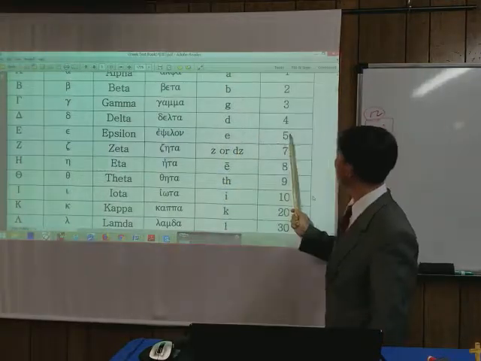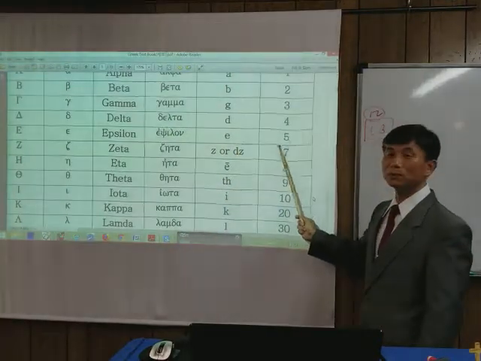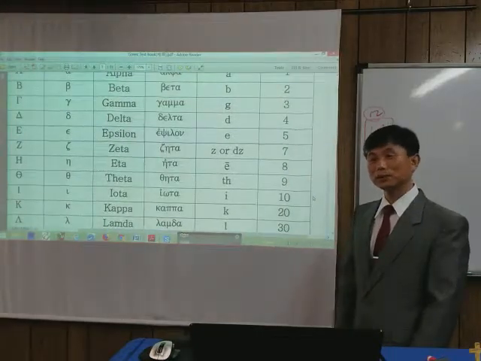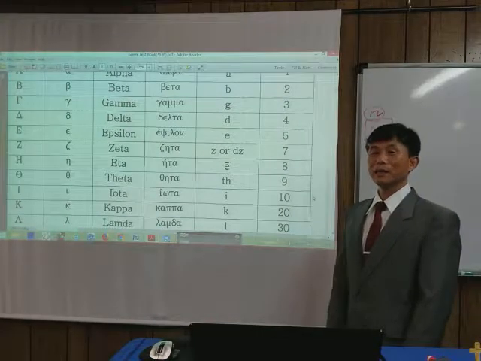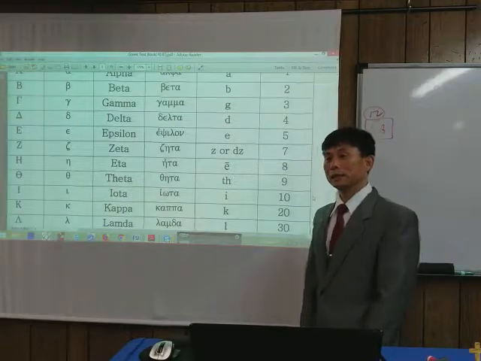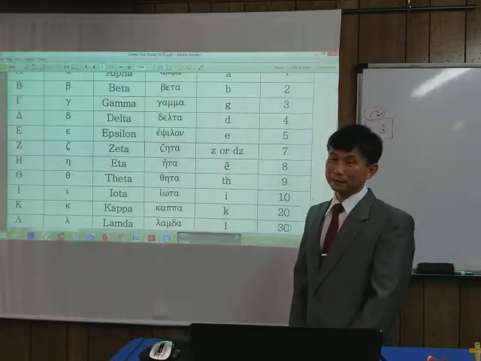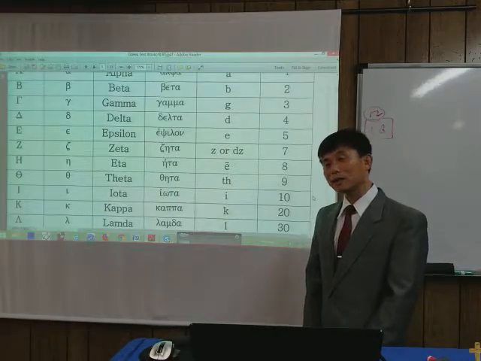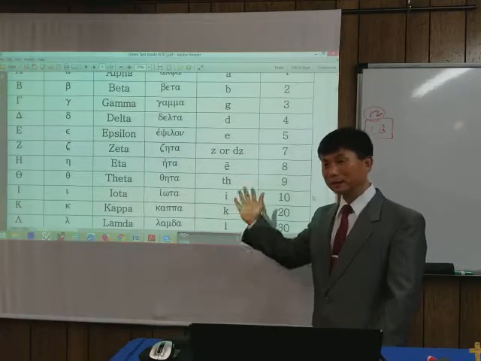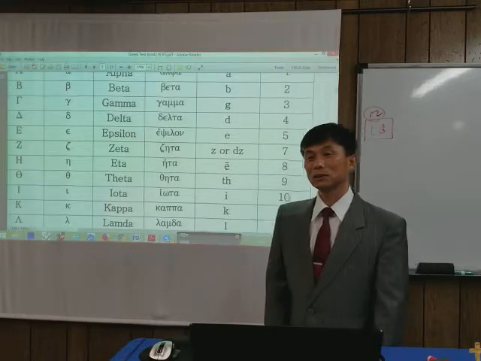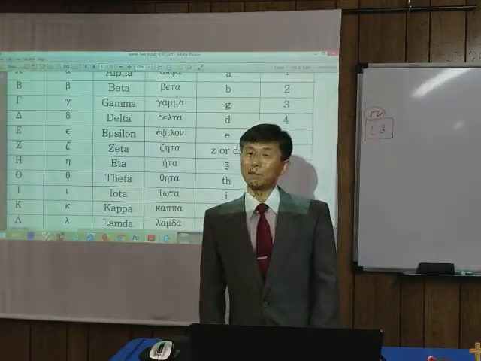But when you see here, you may notice a number is missing. Between the 5 and 7, there is no 6, right? In Old Greek, the numeric 6 alphabet existed, but in Koine dialect, it doesn't exist. So I'm going to explain more about that.